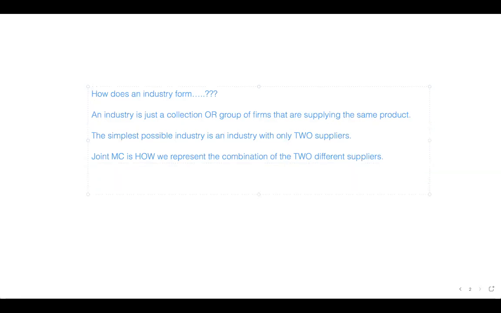Okay, so I'll say a little bit now about joint marginal cost, so let's talk about joint marginal cost. So I'm going to go ahead and draw some marginal cost functions.